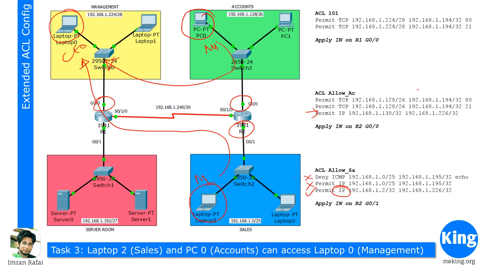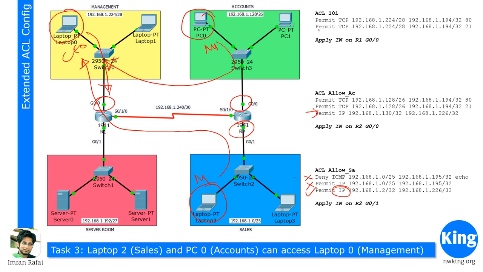So now in this situation, if laptop 2 from sales sends a ping to laptop 0, because of this ACL, which says IP, it lets everything go through. So this traffic, the ICMP echo message, will go to laptop 0. When laptop 0 gets the ICMP message, or the ping message, it will reply back. When it replies back, ACL 101 will get hit, and ACL 101 will look at the traffic.